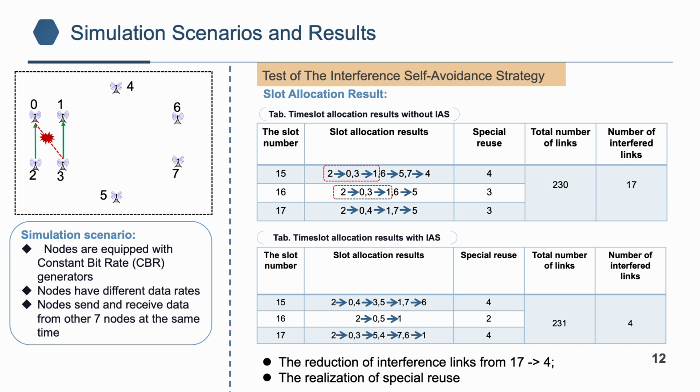The highlighted links, for example the link from node 2 to node 0, indicate that they are interfering with other links using the same time slots, resulting in the loss of transmitted data packets. By comparing the slot allocation in these two tables, we can observe a significant reduction in the interference between links after activating the strategy.